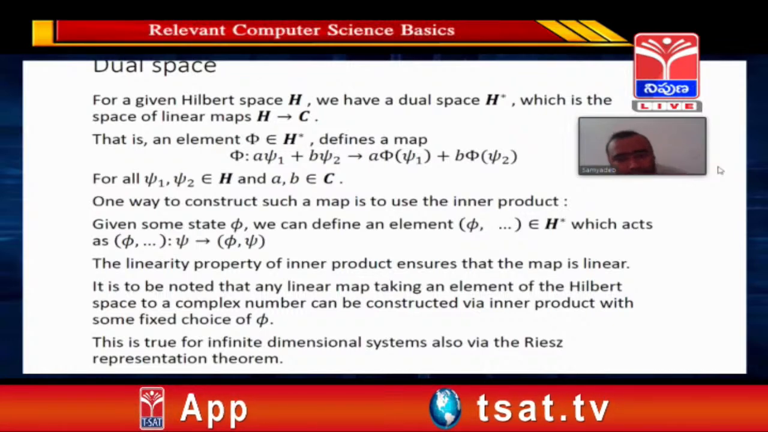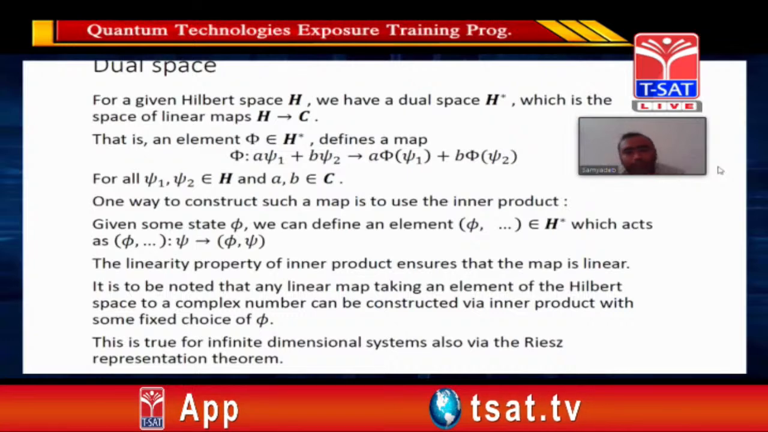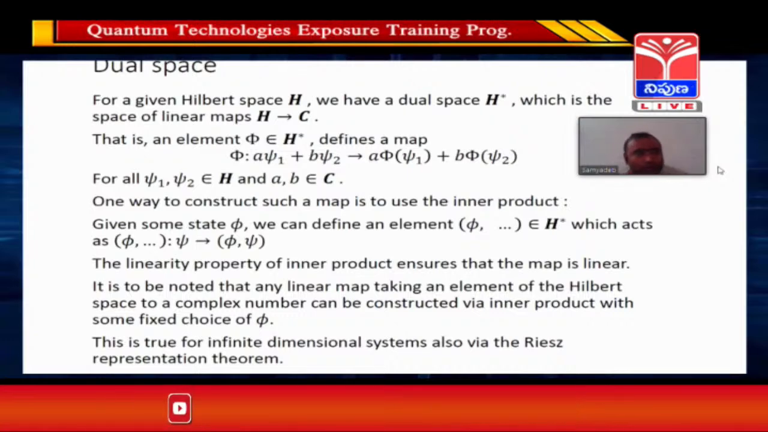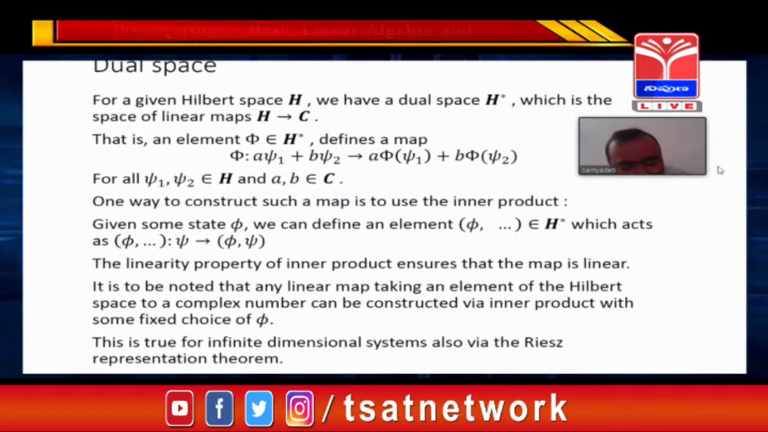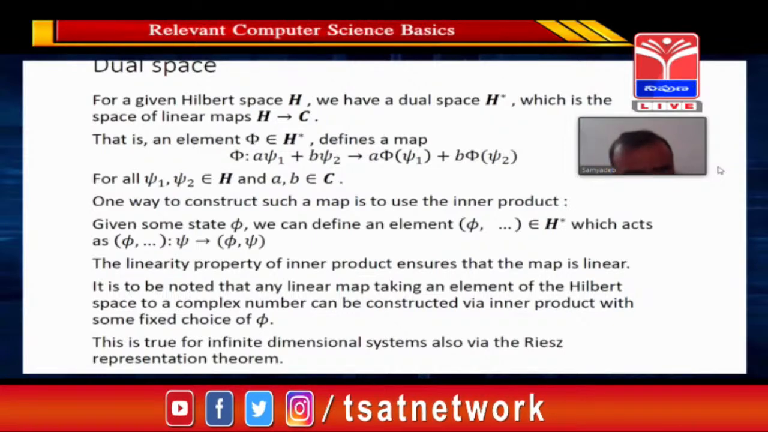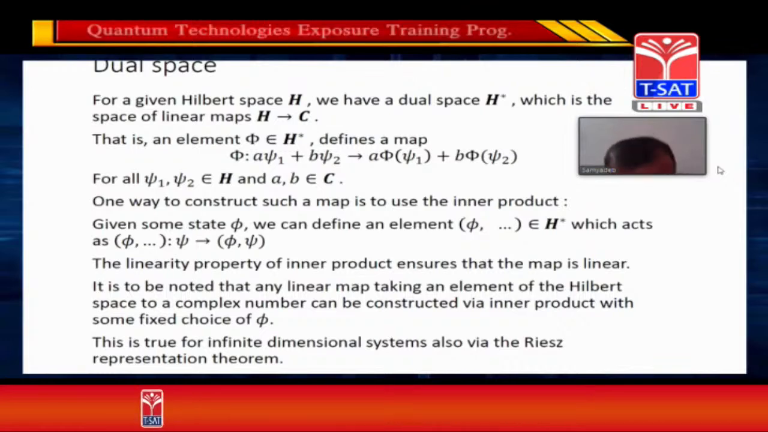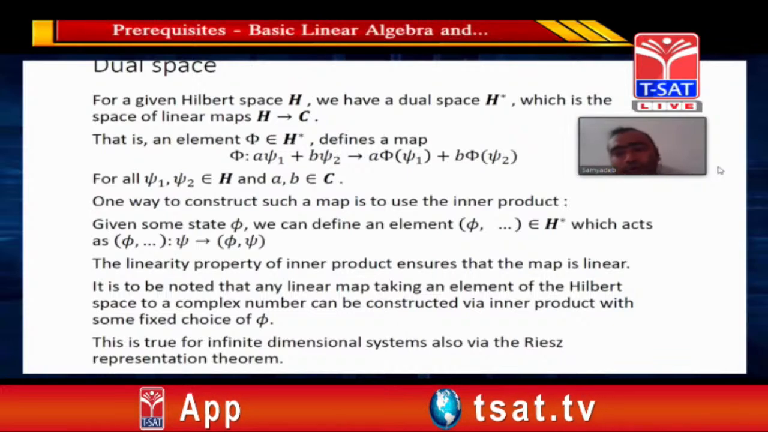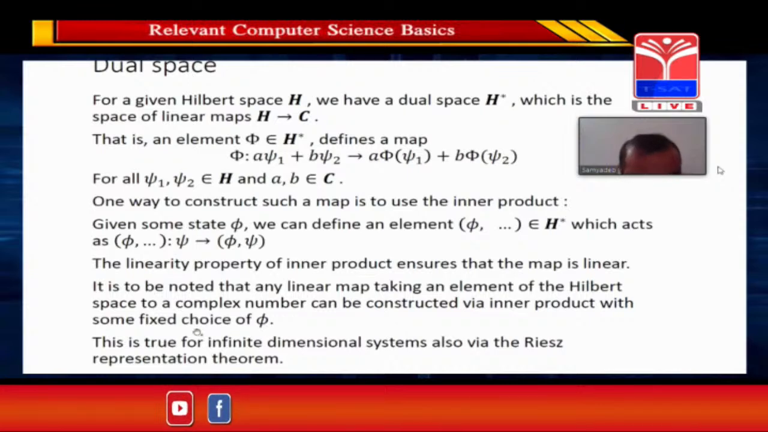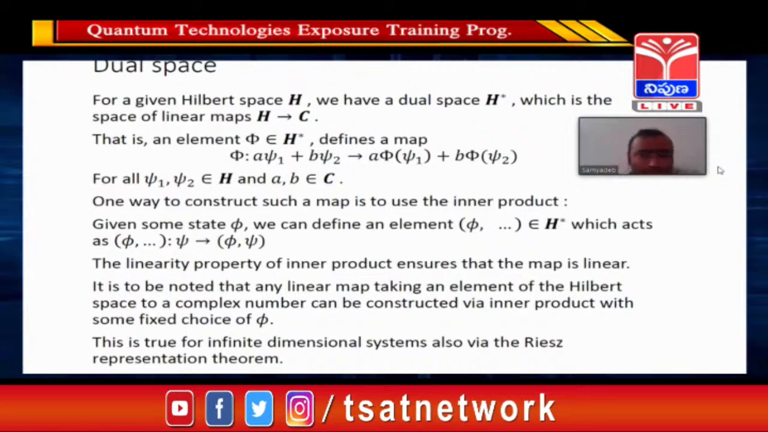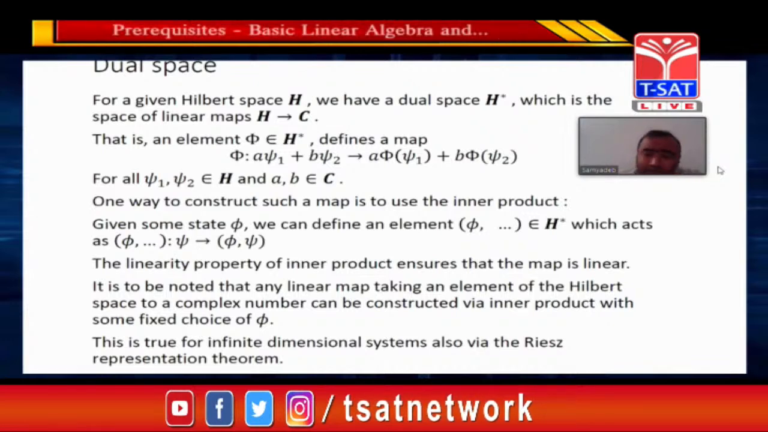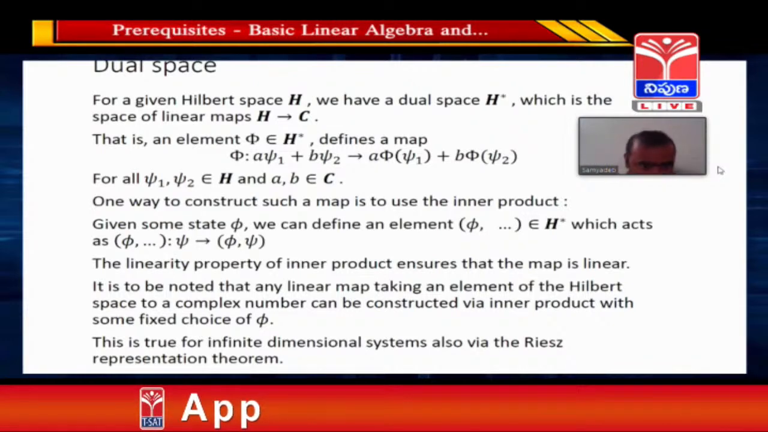One of those examples is this inner product. But this information tells us that any such linear map of this dual space H star can be constructed via the inner product only. For some fixed choice of phi, any of such linear maps of the dual space H star can be constructed out of the inner product.